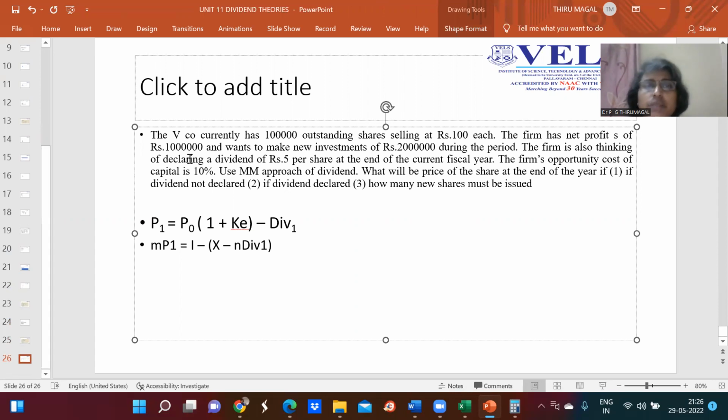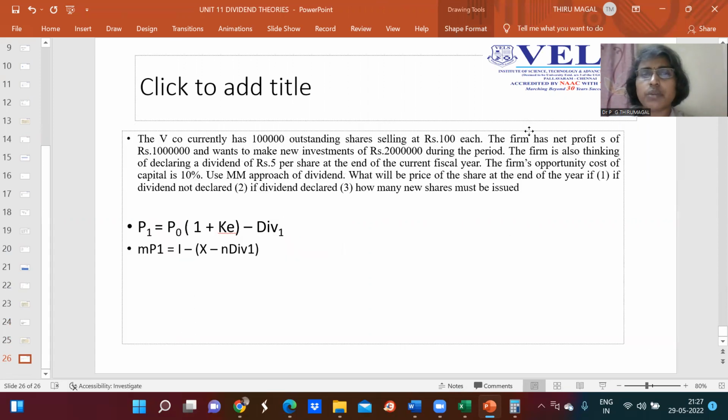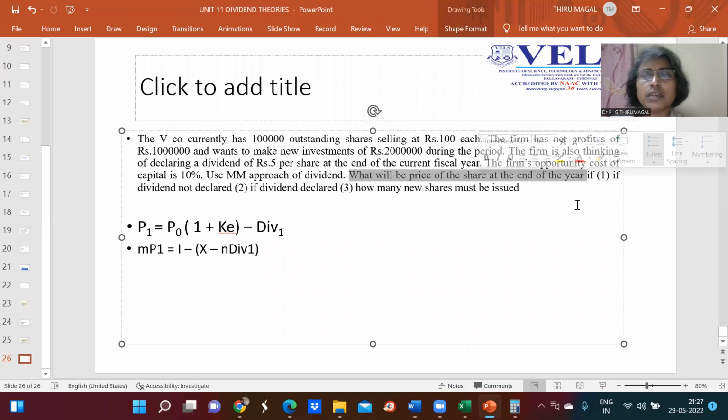A V Company Limited currently has 1 lakh outstanding shares selling at rupees 100 each. The firm has a net profit of rupees 10 lakhs and wants to make a new investment of 20 lakhs. The firm is also thinking of declaring a dividend of 5 per share. The firm's opportunity cost of capital is 10%. Use this approach to find out the share price at the end of the year. If dividend is not declared, how many new shares are to be issued?